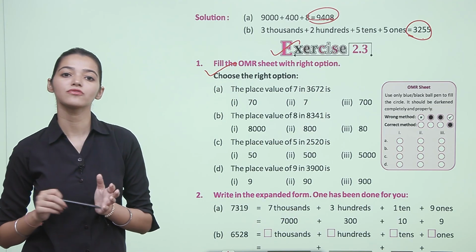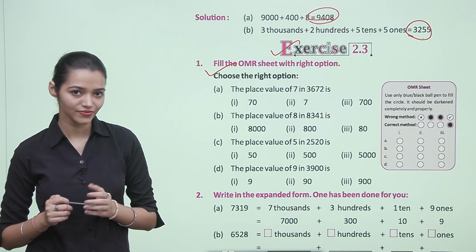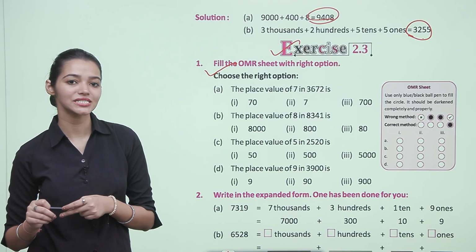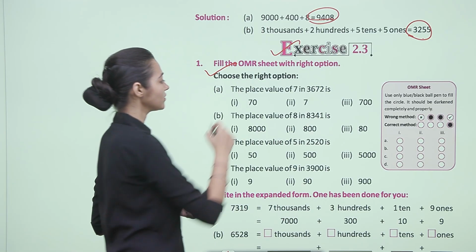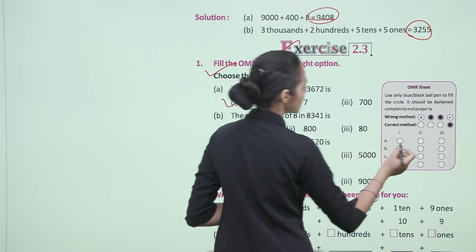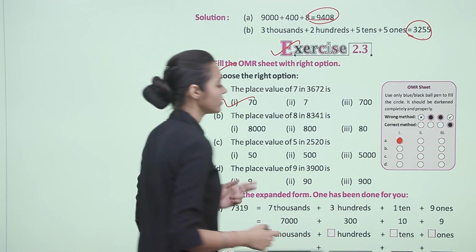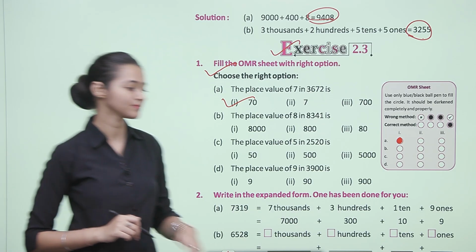Now let's look at exercise 2.3. In the first part, we have to fill the OMR with the right options. We have to choose the right option. The place value of 7 in 3672 is, very good, 70. So here we will fill this OMR. That's how we have to complete the remaining parts.